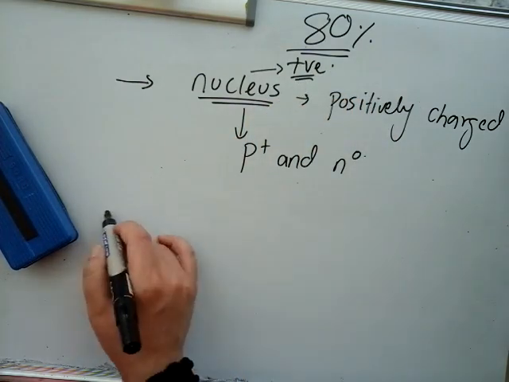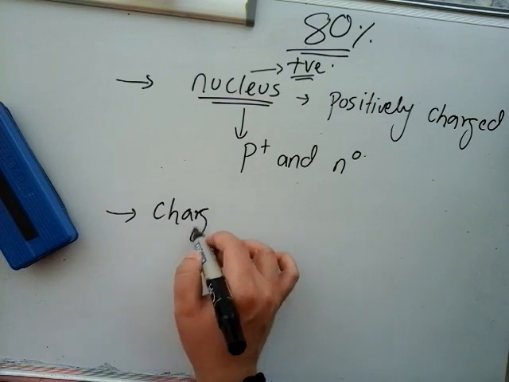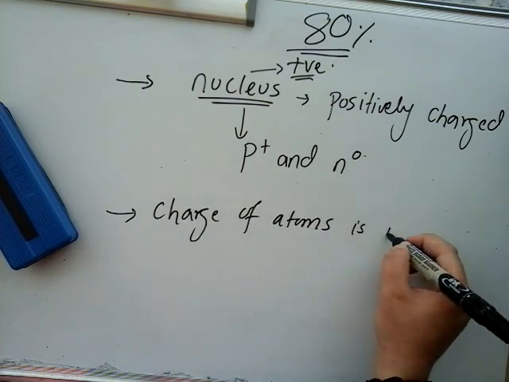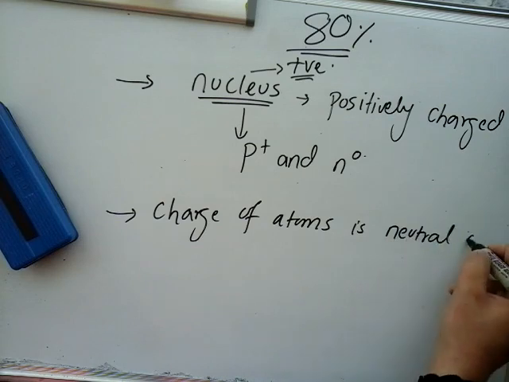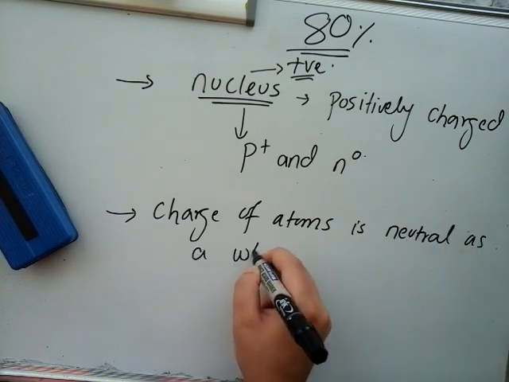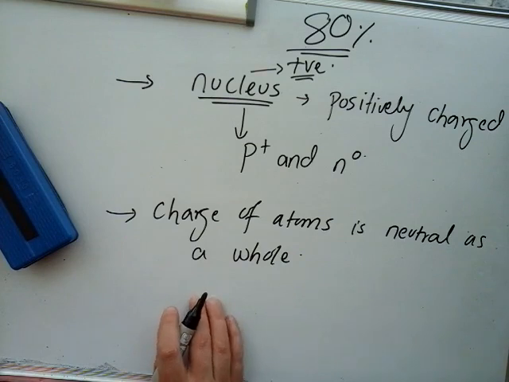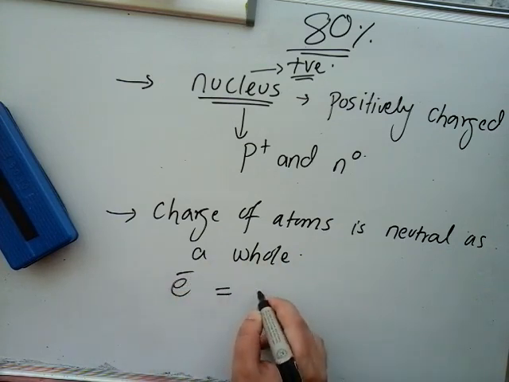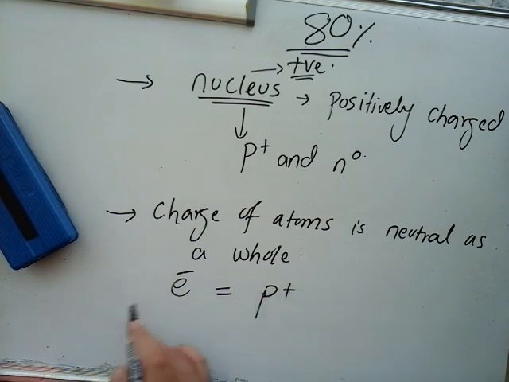Is that clear? And the charge of an atom is neutral as a whole. Why are atoms neutral? Because the number of electrons is always equal to the number of protons. These will cancel each other's effect, and the remaining charge will be 0. Is that clear?